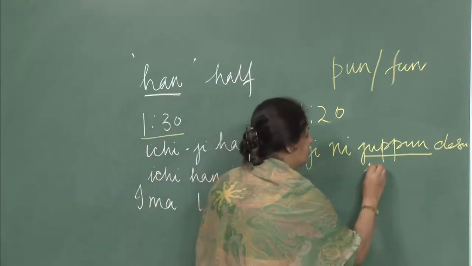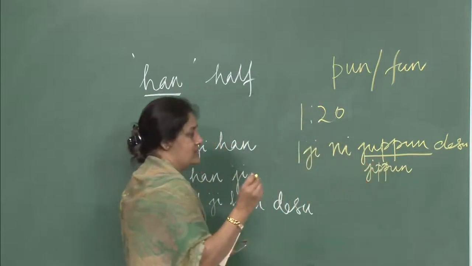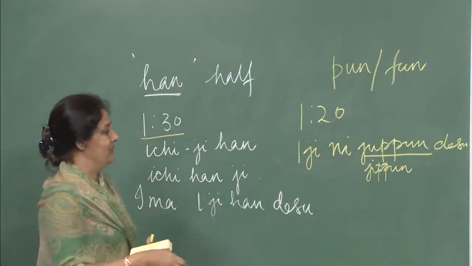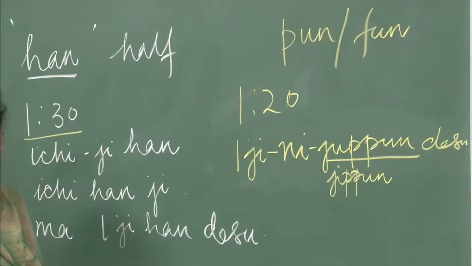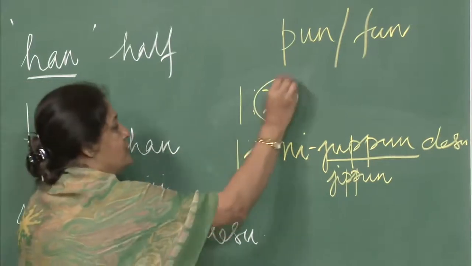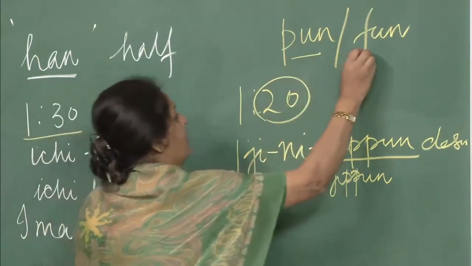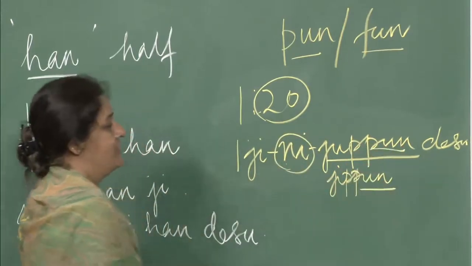Now you have to remember one thing, that juppun can also be written as jippun. So both are used very freely in Japanese. Over here this is ichiji nijuppun or ichiji nijippun, whichever you want to say. Now this is pun or fun. Ni is added over here and pun and fun is for minutes.